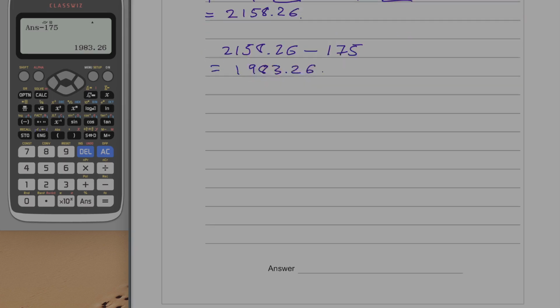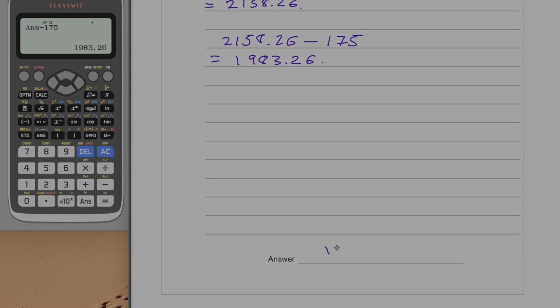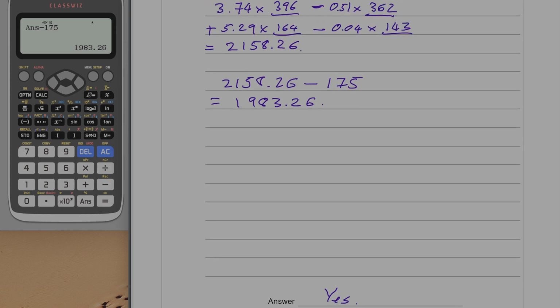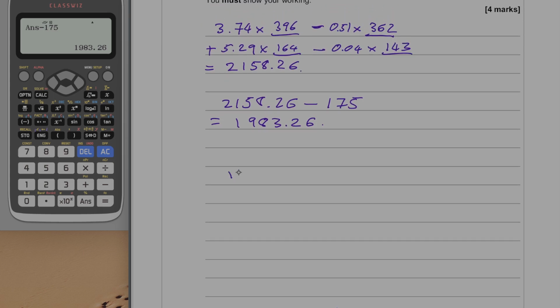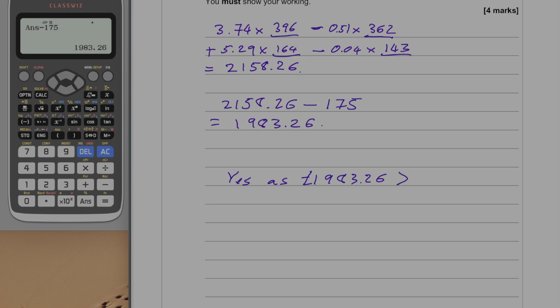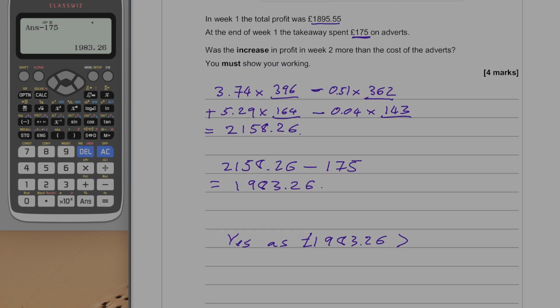Yes. I'm actually going to go slightly higher here, so yes. £1,983.26 is greater than 1,895.55.